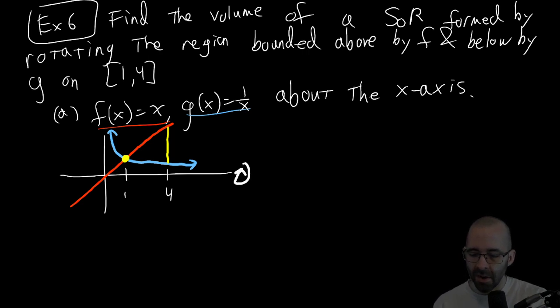So again, I could try to draw this picture. It's going to be a little hard. You know what? I'm going to try it. So we have a straight line here. We got like a curved line here. And we're rotating this about the x-axis.